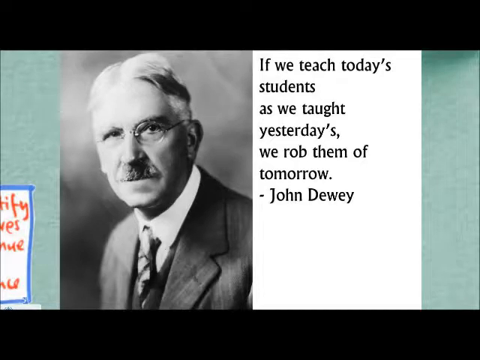Meaning if we stay with this strict teacher-lecture style that had been common at his time, particularly in European universities, we're not going to prepare them for the future. Now remember, Dewey was saying this nearly 100 years ago. However, it echoes many of the concerns of education reformers today.